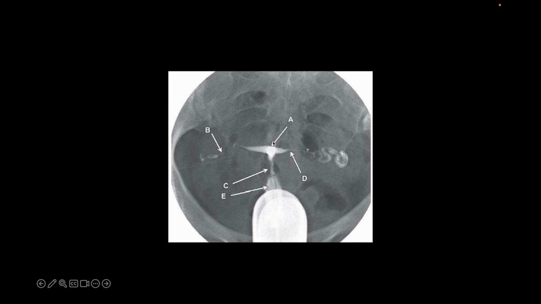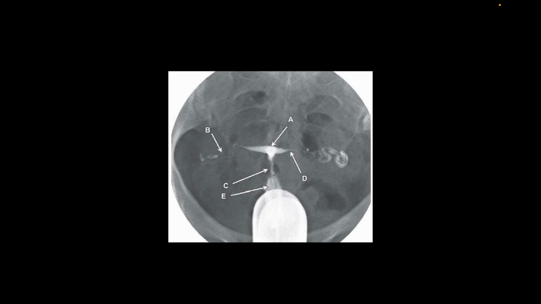A is showing the fundus of the uterus. Maybe it's not coming out like here. Maybe it's coming out like this. But this contrast is only in the cavity. Remember that. So A is the fundus of the uterus.